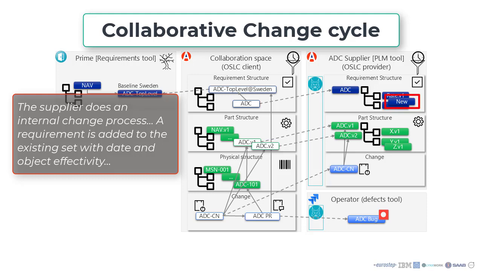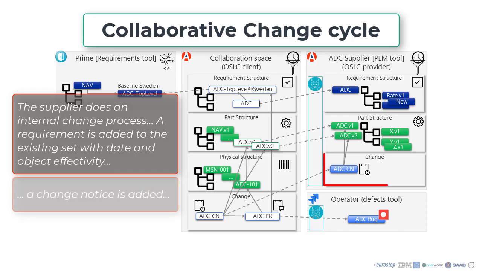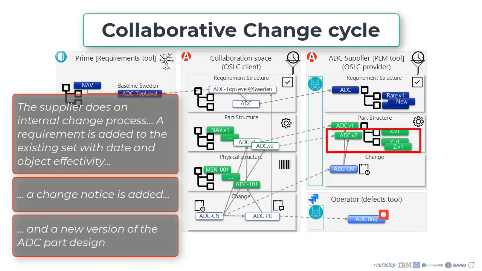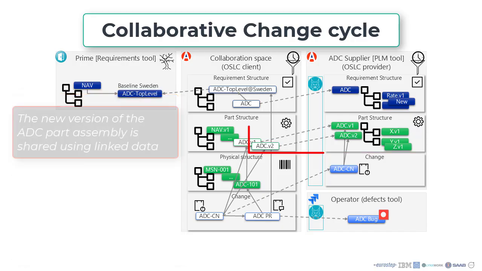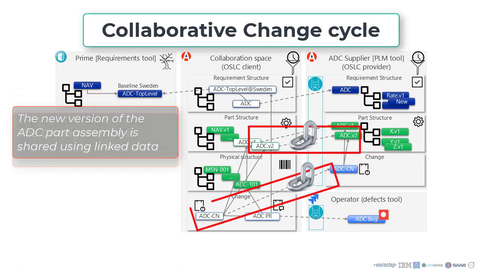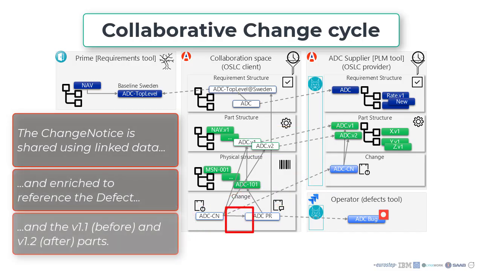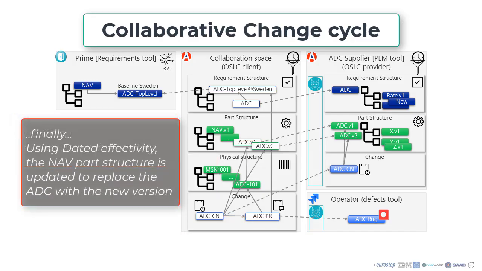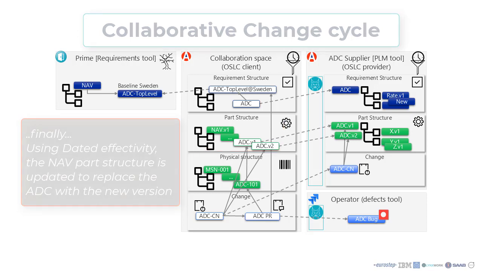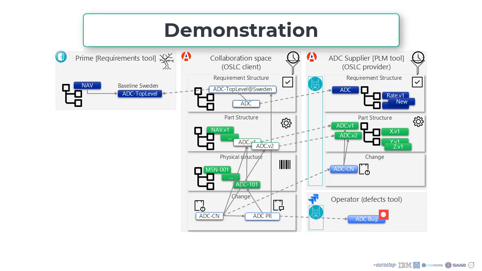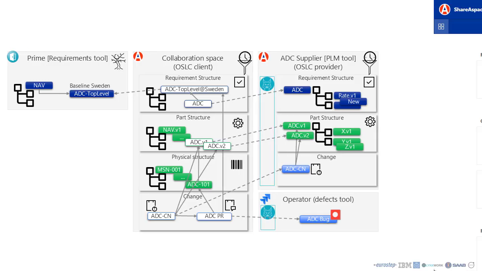A new requirement is added to the existing set, configuration managed using date and object effectivity. A change notice is created and a new version of the ADC. The new version of the assembly and the change notice are shared using linked data. The change notice is then enriched to reference the shared defect and the two versions of the ADC to indicate before and after the change. Finally, the navigation assembly is updated by ending the effectivity of the first version of the ADC and starting it for the new version. The collaborative change cycle using linked data will now be demonstrated.